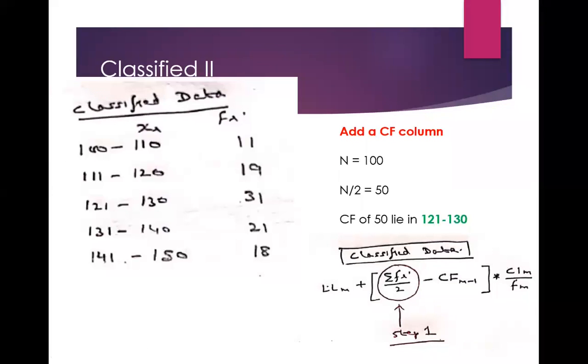For classified data with class intervals, the entire formula will be used, and in this scenario, the median class was 121 to 130, and we can use this formula to calculate the median.